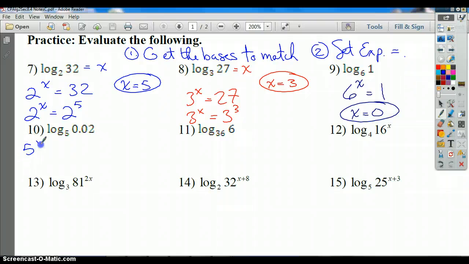This is 5 to the x equals 2 over 100, because that's 200. 5 to the x equals 1 over 50. So basically, 5 to the x equals 50 to the negative 1. Now, it is impossible to write 50 as 5 squared times 2, because the bases won't all match up. So this is a calculator problem.